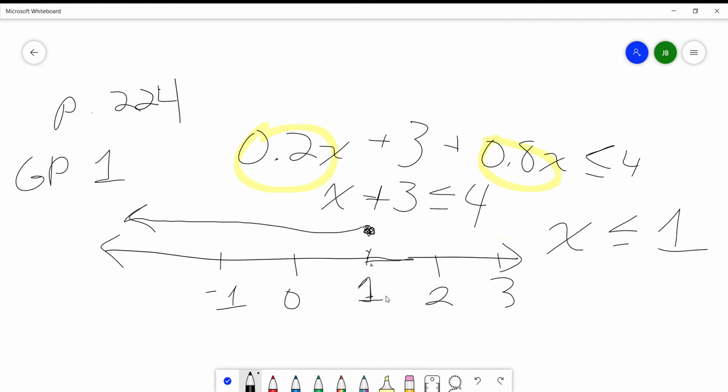Cool? If you didn't get your answer to look like this, where x is less than or equal to 1, then let's practice number 2.